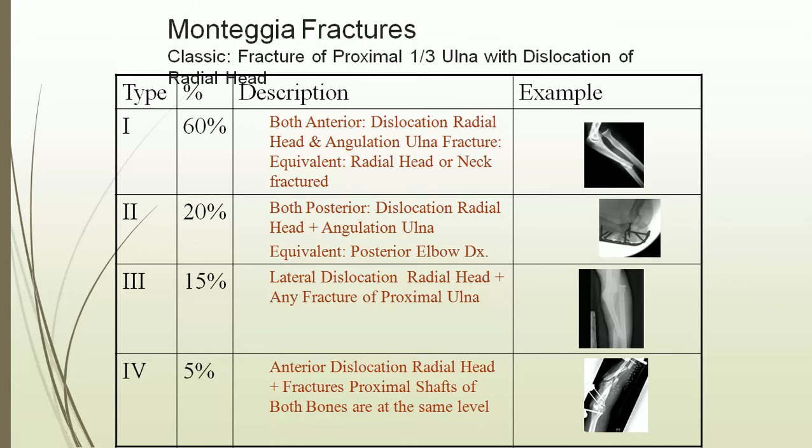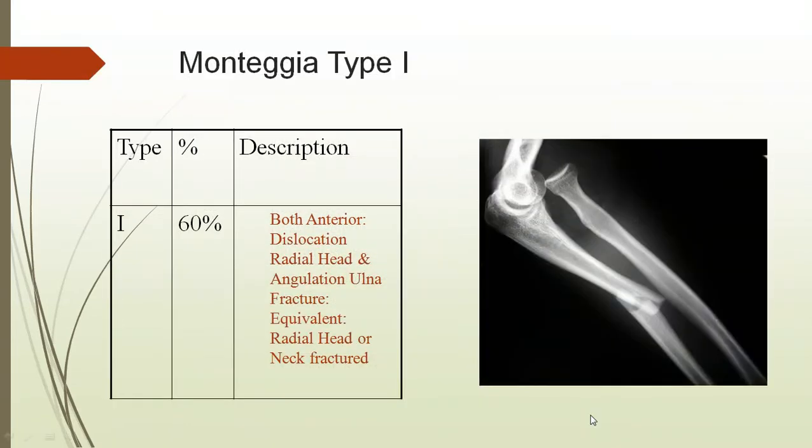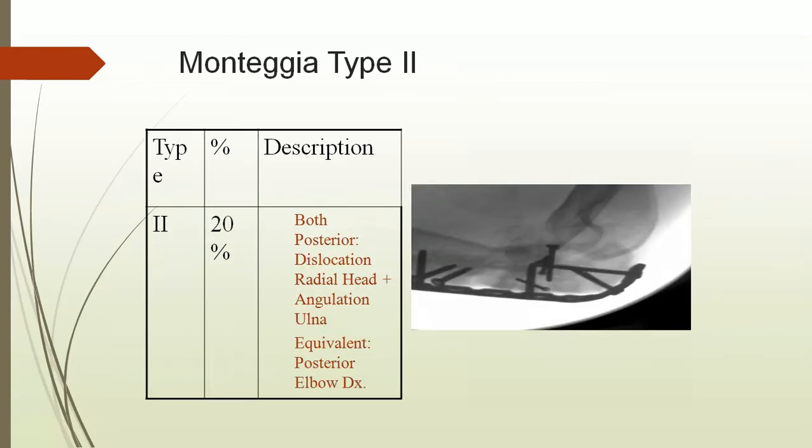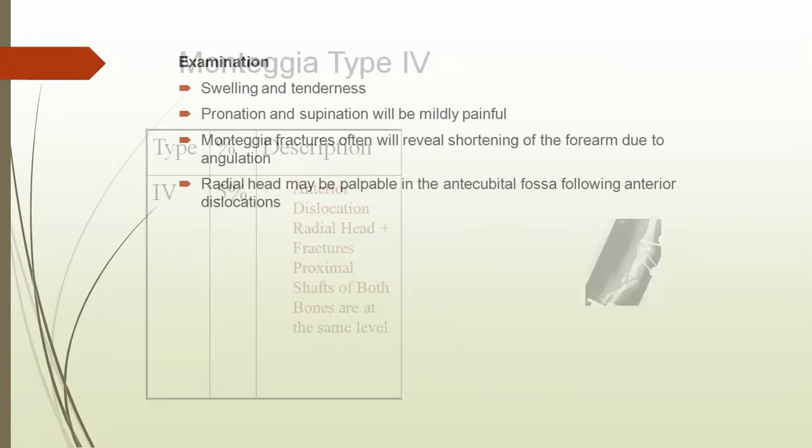Okay, so I need some answers from you people. So this is a Monteggia fracture. Already I described the classification. See, this is a tabular form in which mostly the anterior type 1 is the most common, 60%, and type 2, posteriorly gone, is 20%, and type 3, laterally gone, is 15%, and type 4 is the anterior dislocation of the radial head along with the fracture of the shafts of both the bones. This is 5%. So you must know this one. Again, these are already described: type 2, type 3 and type 4.